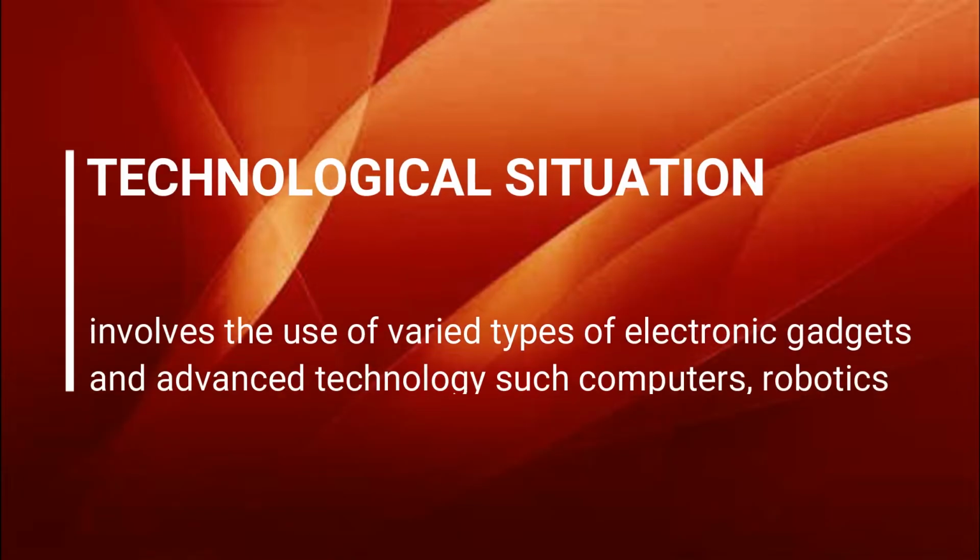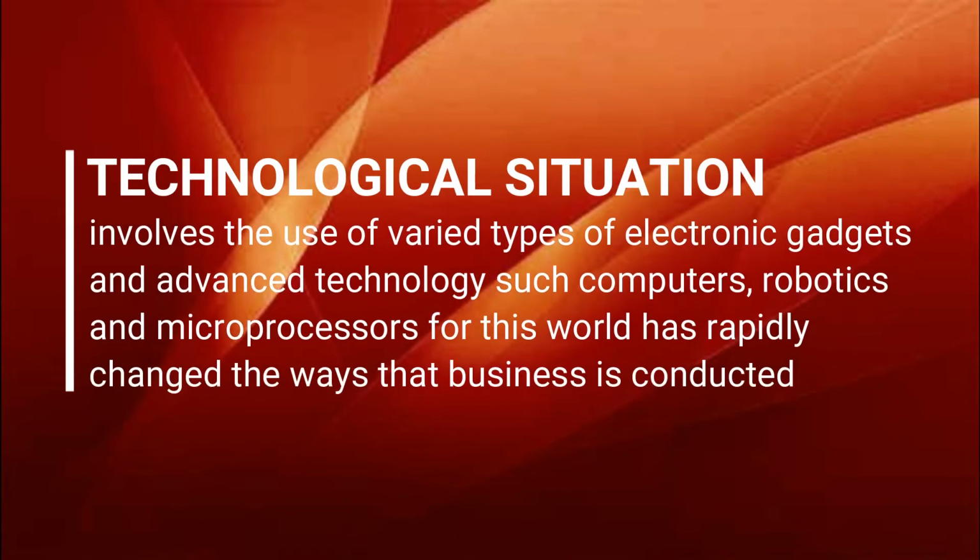Technological situation of companies involves the use of varied types of electronic gadgets and advanced technology such as computers, robotics, and microprocessors. This has rapidly changed the ways that business is conducted.